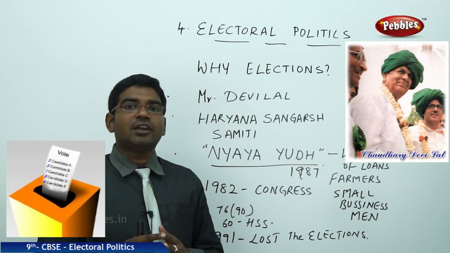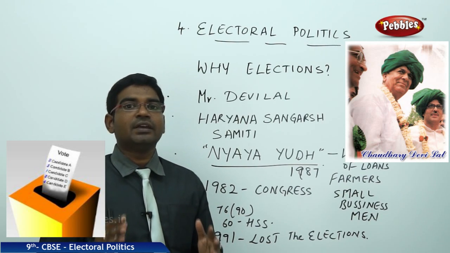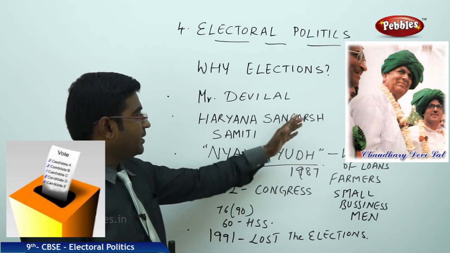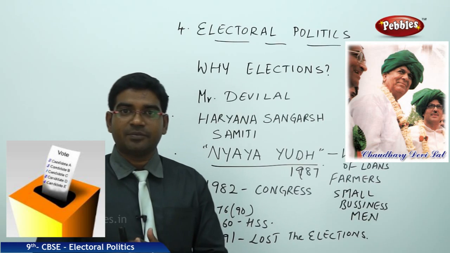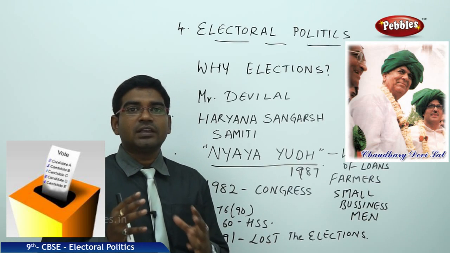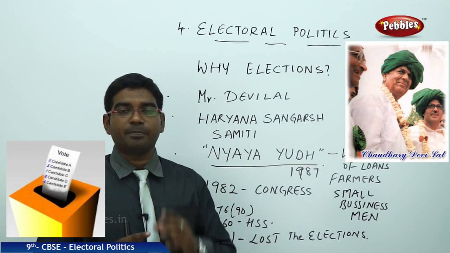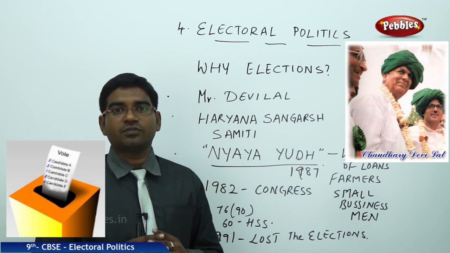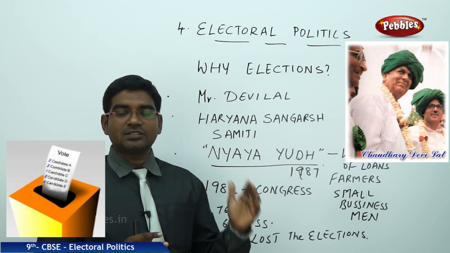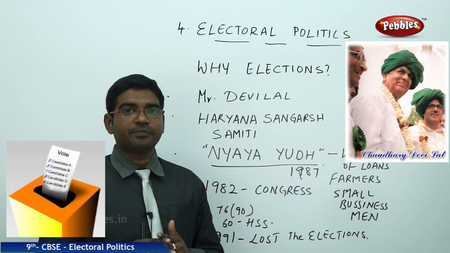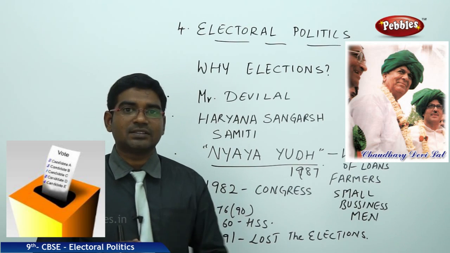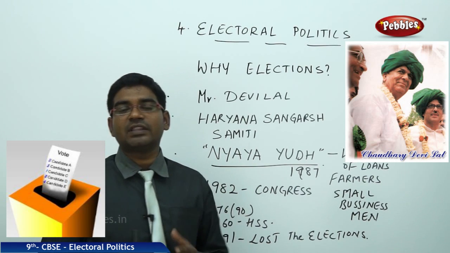We are discussing the incident which happened in 1982. From 1982 to 1987, the Congress was ruling in the state of Haryana. Haryana is a state located in the northern part of India, just below Jammu and Kashmir. Now, the incident we discussed in 1987, where the people are waiting for the leader.